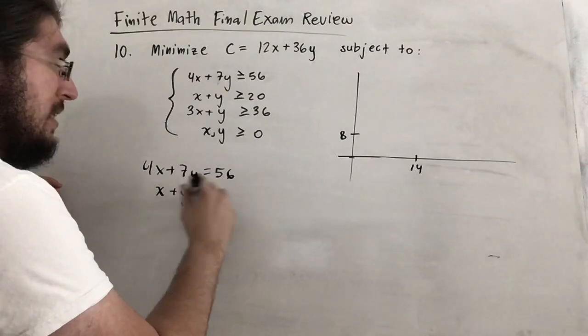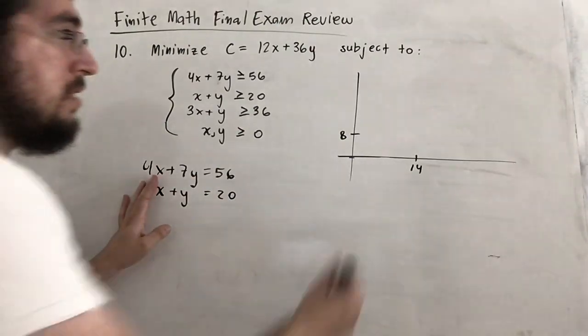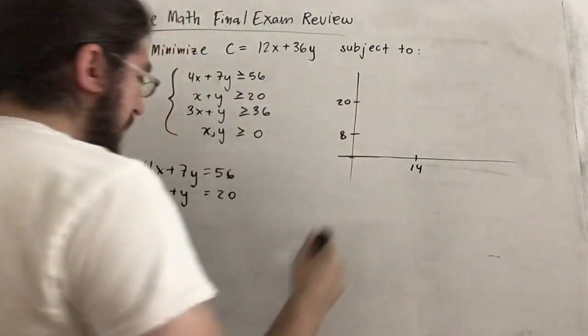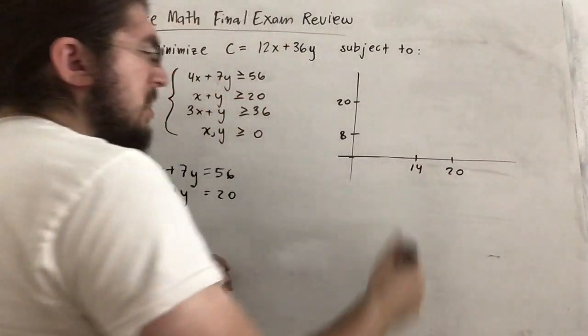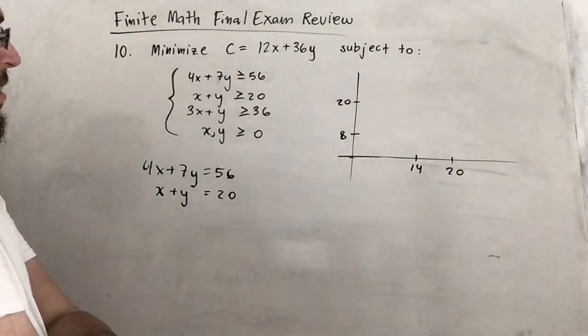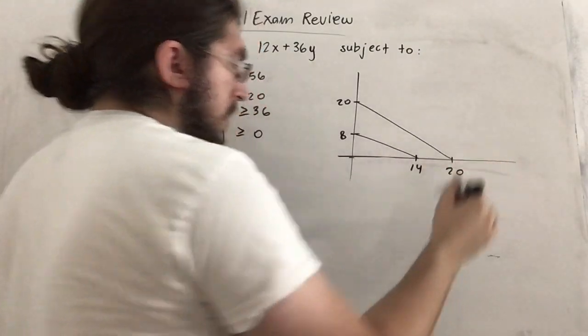Let's take a look at the next one. x plus y is equal to 20. So if you cover x, you'll get y is 20, so that's going to be way up here. And similarly, if you cover y, you get x is equal to 20 as well.